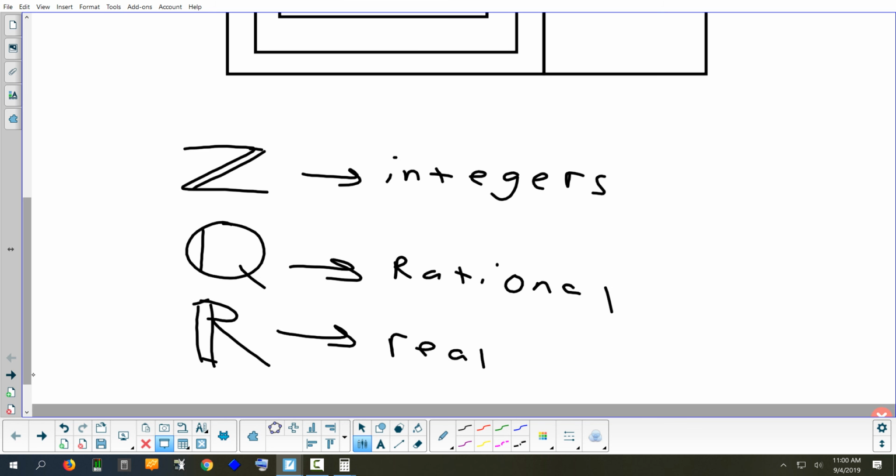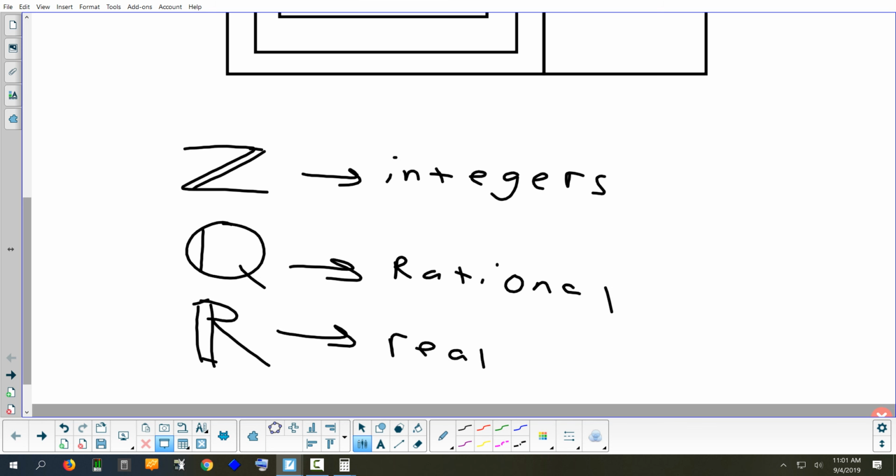But I think the bottom one makes the most sense. It's kind of this capital R with this extra line. And that symbol is for real numbers. It kind of makes sense to me, R for real. The rational uses a Q, but it's got that extra line there. That's the symbol that means rational numbers.